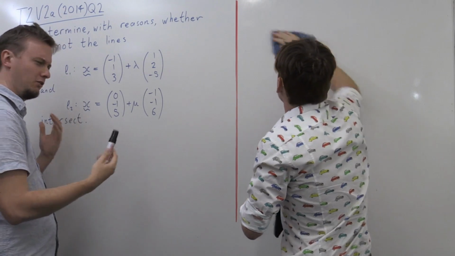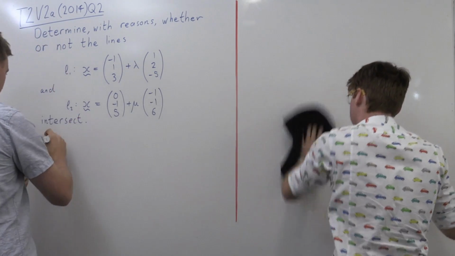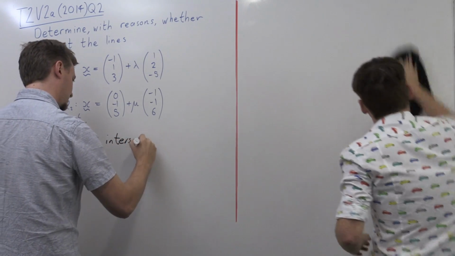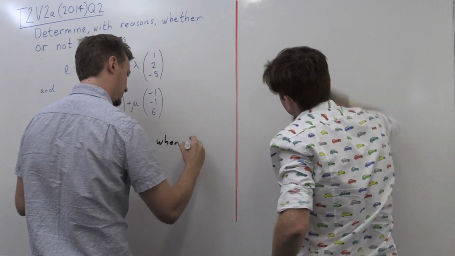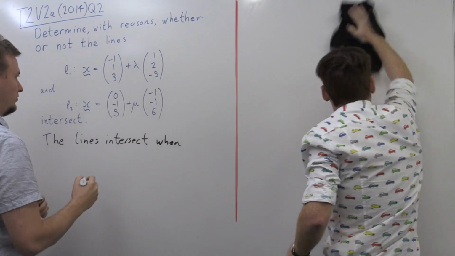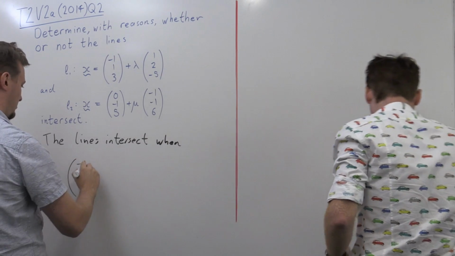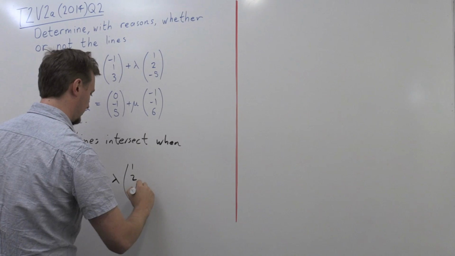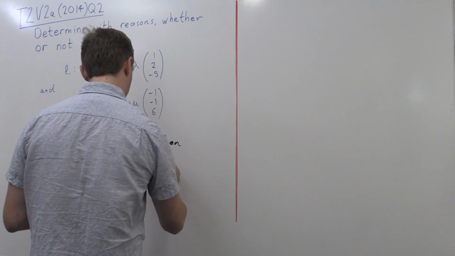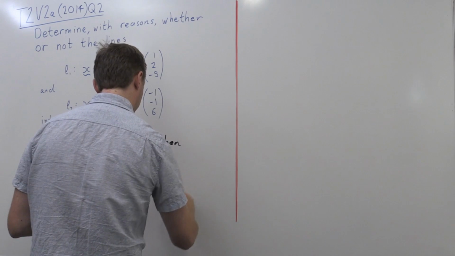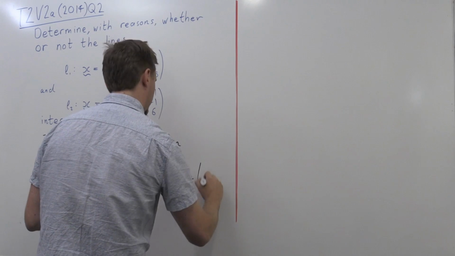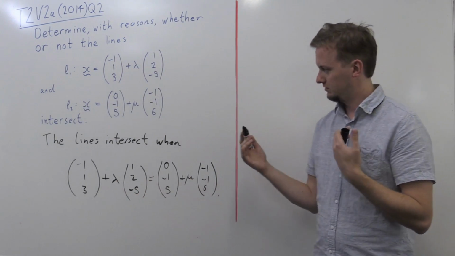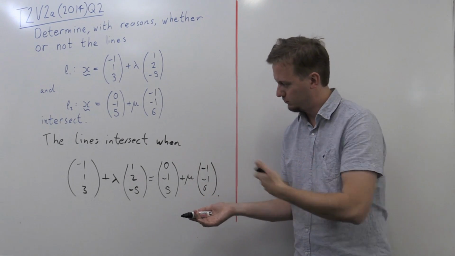So, firstly, how do we determine whether lines intersect? Well, I would probably start out by stating that the lines intersect when there's a solution to the following equation. So when you can have a solution to the vector minus 1, 1, 3 plus lambda times 1, 2, minus 5 is equal to the vector 0, minus 1, 5, plus mu times minus 1, minus 1, 6. So the question is, can we find a solution to this? Is there a solution to this vector equation?